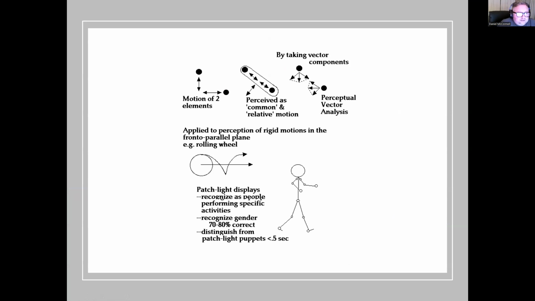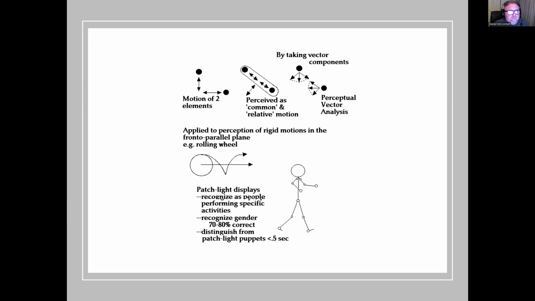Now, on this slide, I just have some attempts here at depicting perceptual vector analysis, right, by taking vector components of our dots. So what I have here is a depiction of two dots, right? These two black dots here. One of them is moving up and down. The other one would be moving left and right. So try to imagine that in the kind of display that we saw before. But one's moving up and down, the other one's moving left and right. So that would be their absolute motion trajectory, right?